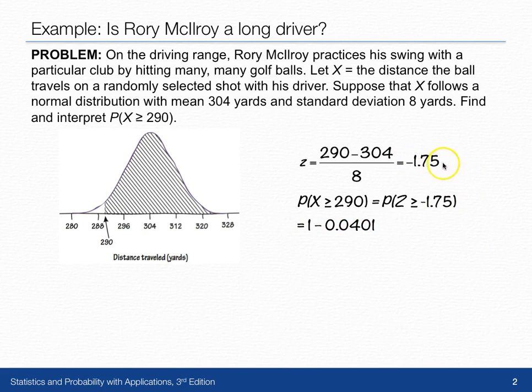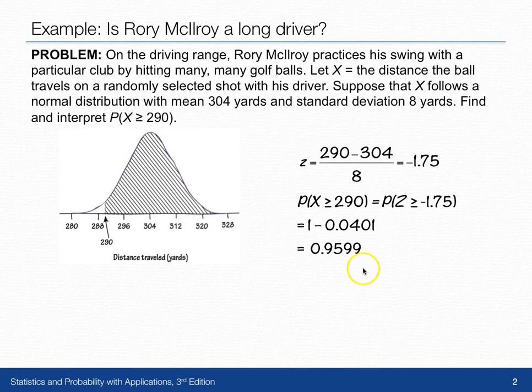Well, when we look at the value of negative 1.75 in table A, we get 0.0401. Now recall, the table gives the probabilities below that particular z-score. So this is 0.0401. We're interested in the probability above that z-score, which is why we take it away from 1, for a value of 0.9599.